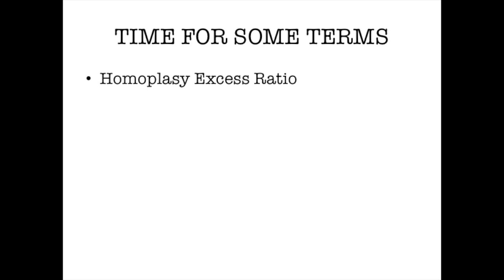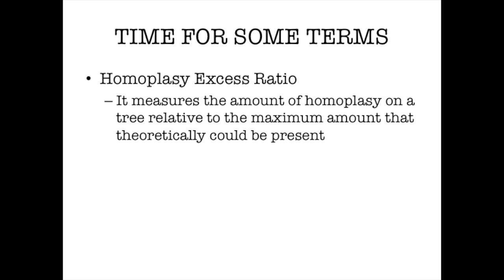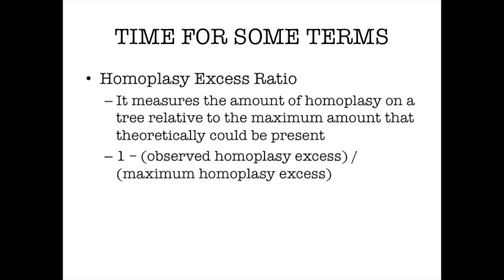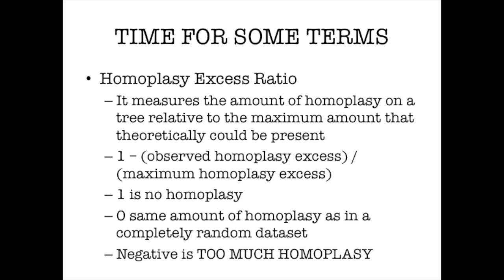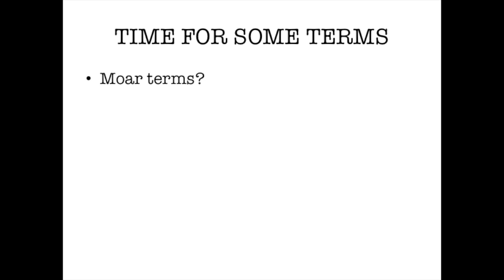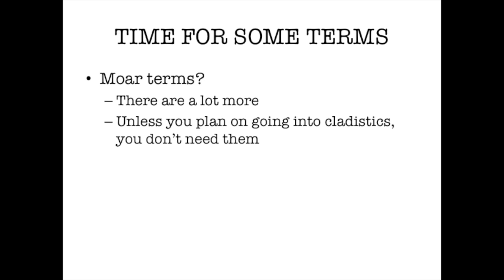The homoplasy excess ratio is basically the measurement of the amount of homoplasy on a tree relative to the maximum amount that could theoretically be present. So it's 1 minus the observed homoplasy excess divided by the maximum homoplasy excess. A value of 1 is no homoplasy, a value of 0 is the same amount as you'd find in a random data set, and a negative value is too much homoplasy! Now, there are a lot more terms in cladistics, however, unless you plan on going into this field, you don't need them. Trust me, we're not going to go into them.